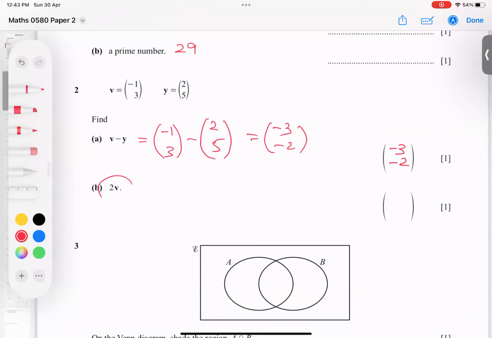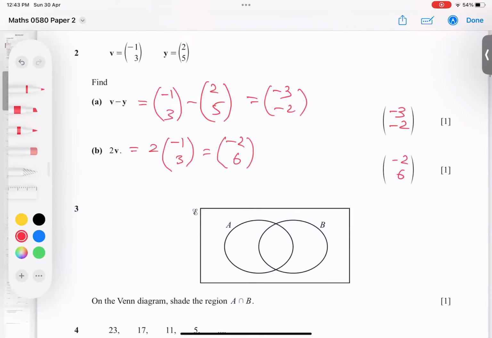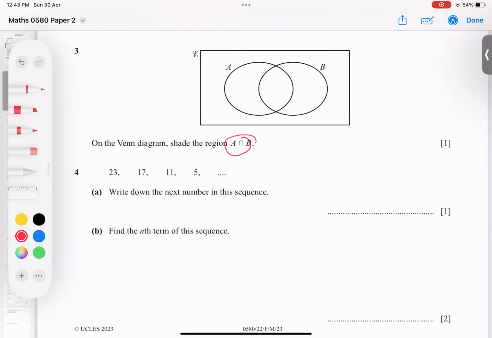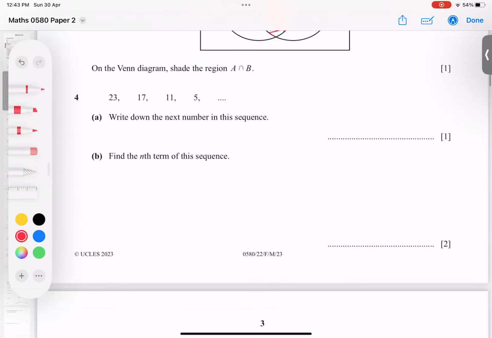2V, how to do 2V? 2 times V. And what is the V value here? V value is -1, 3. 2 times -1 is -2, and 2 times 3 is 6. We got this answer. I hope the part is very clear. Talk about this one. Intersection means the common part. What is common between them? I have to shade this. This part is common.